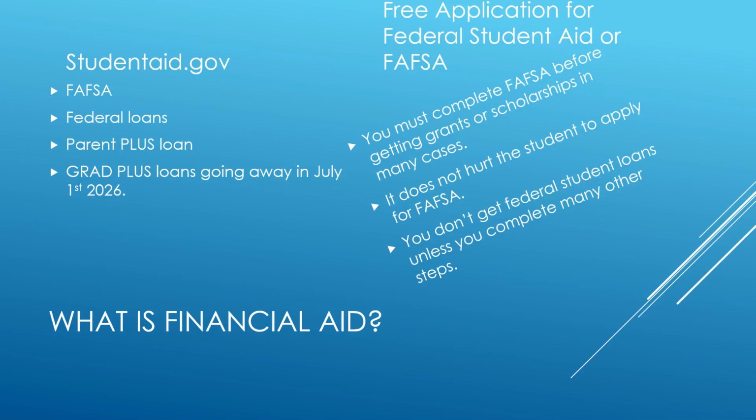And just doing the FAFSA doesn't mean that your child has been approved for the student loans and things like that. There are many different steps for that as well. It's not just doing the FAFSA. There are loans, and they're not in the parent's name unless you're doing a Parent Plus loan.